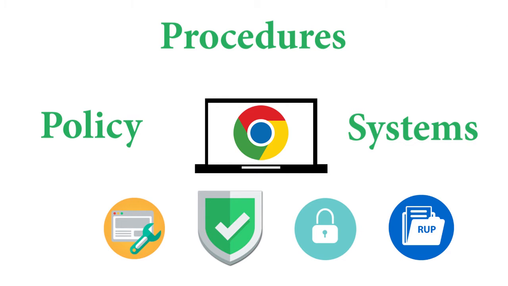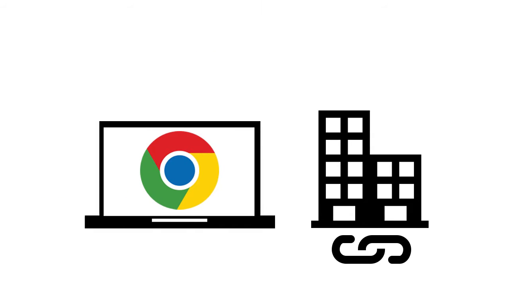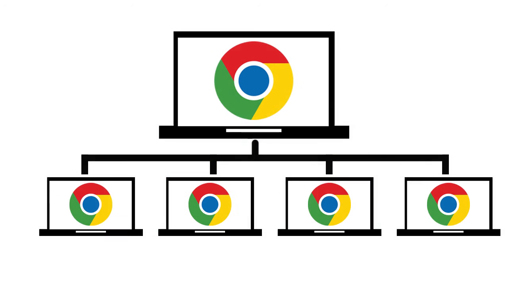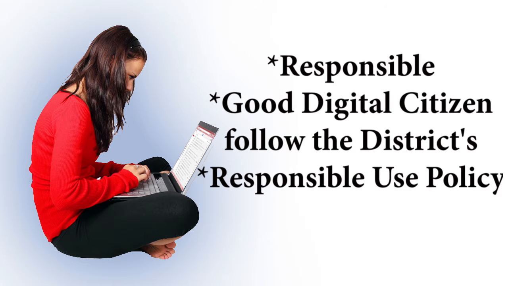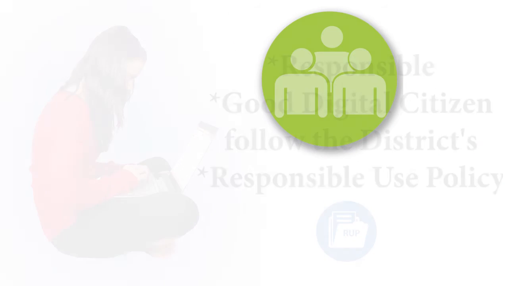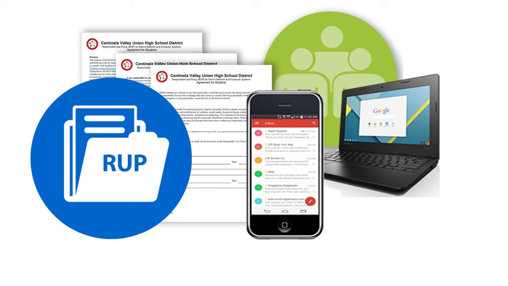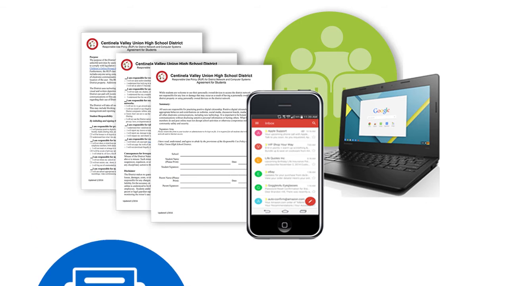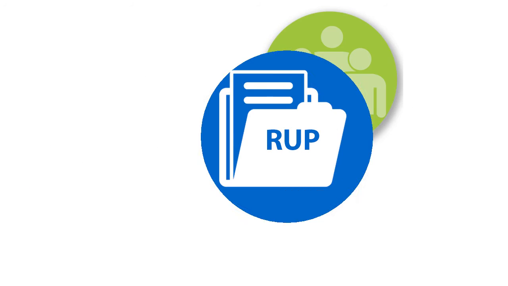Centinela Valley Union High School District has systems, policies, and procedures in place to provide students with working, up-to-date technology and a safe and secure internet connection. In order to have the privilege to use school technology and internet, students must make a commitment to use it responsibly and be good digital citizens, and to always follow the district responsible use policy. Students and parents must read, agree to, and sign the responsible use policy each year. Let's do a quick review of that policy now.